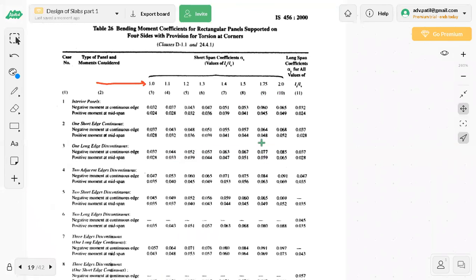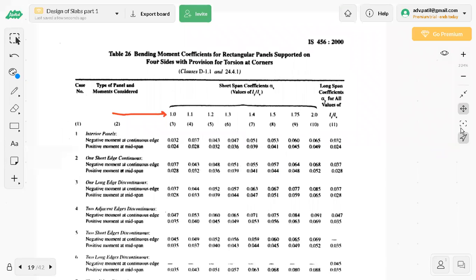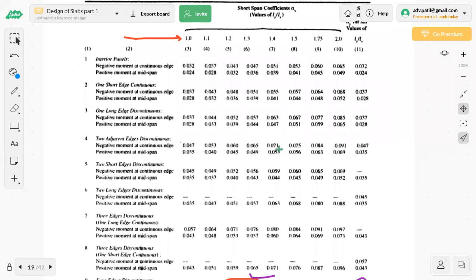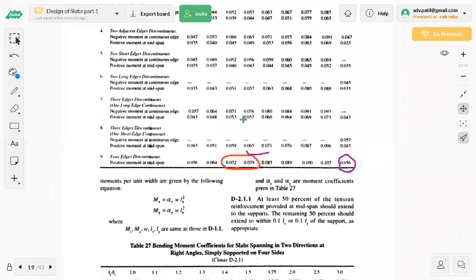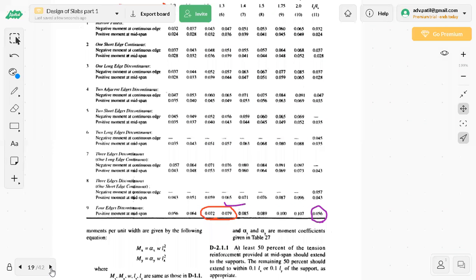This is table 26. My objective is to find out alpha x from this table. Alpha x from this table. Okay, observe this. So alpha x is 1.25, 5 by 4.